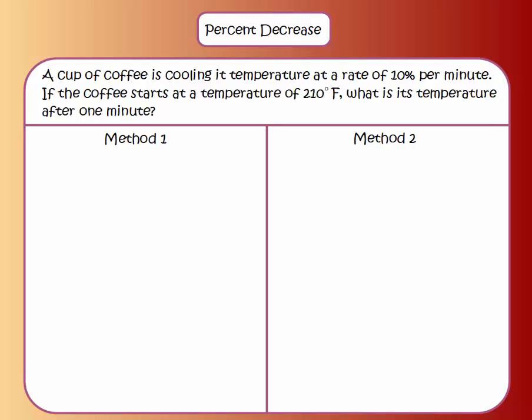If a cup of coffee is cooling its temperature down at a rate of 10% per minute, if the coffee starts at a temperature of 210 degrees Fahrenheit, what is its temperature after 1 minute?